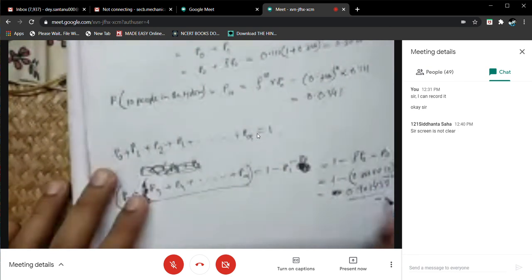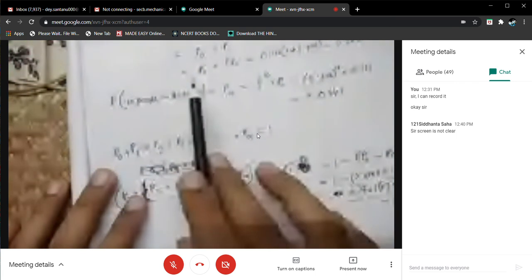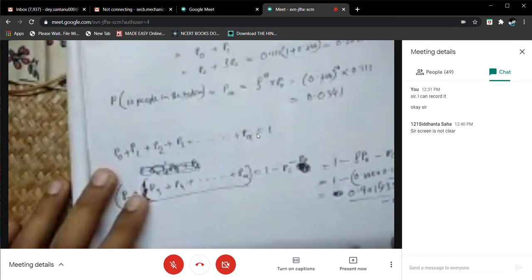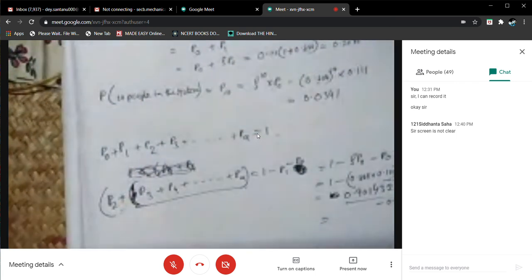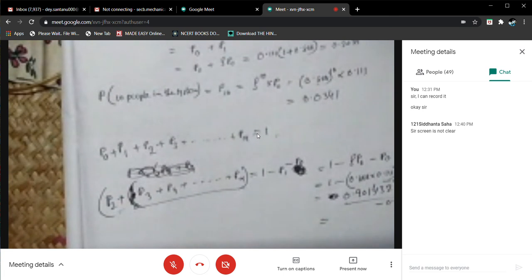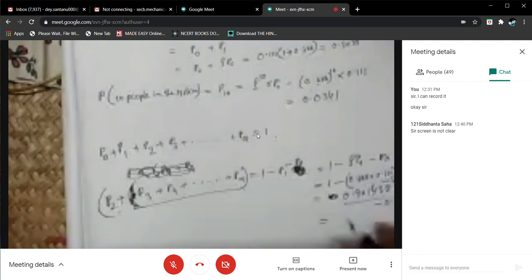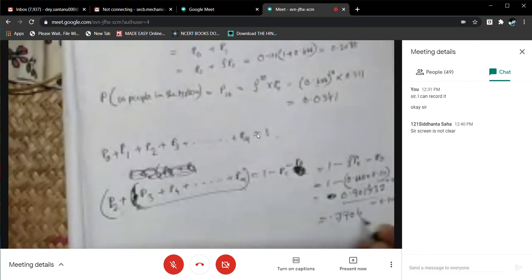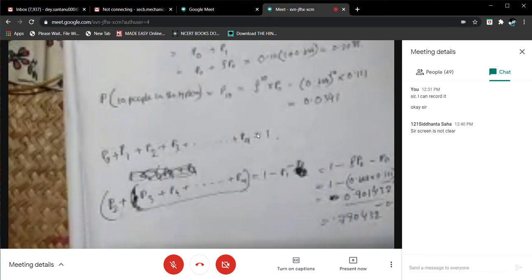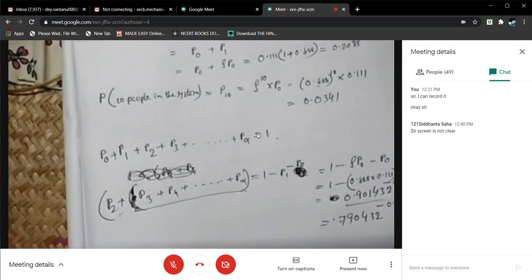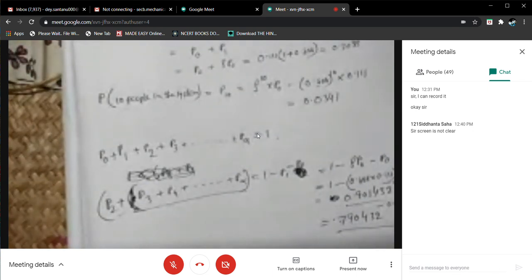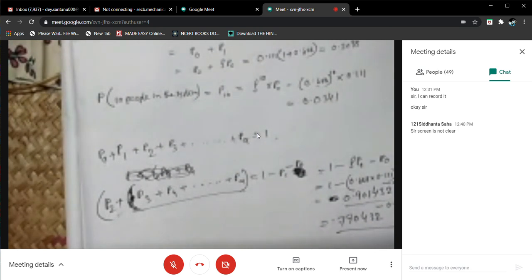So we need to subtract it again: 0.901432 minus 0.111 is 0.790432. So this will be the answer for the probability that there are 2 or more people in the system. Now they said to find out LS, LQ, WS, WQ.